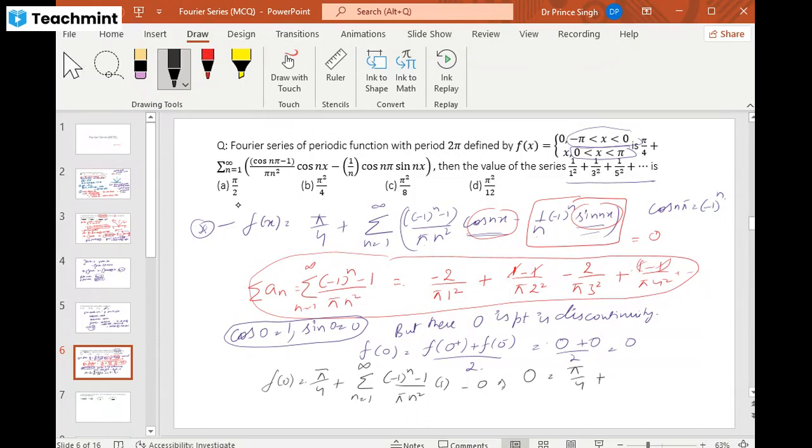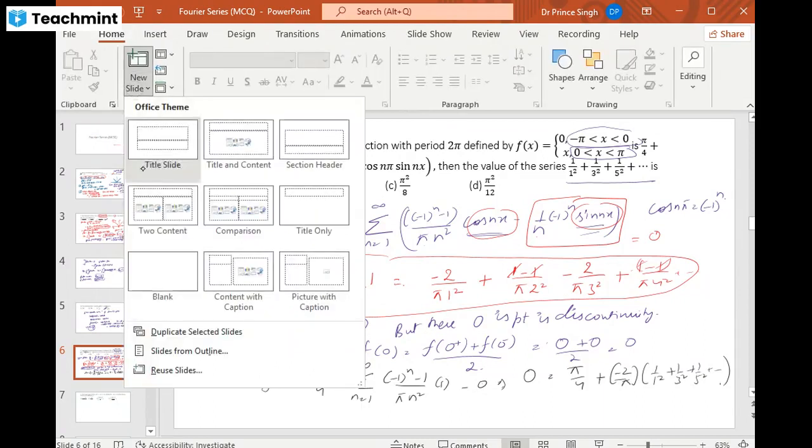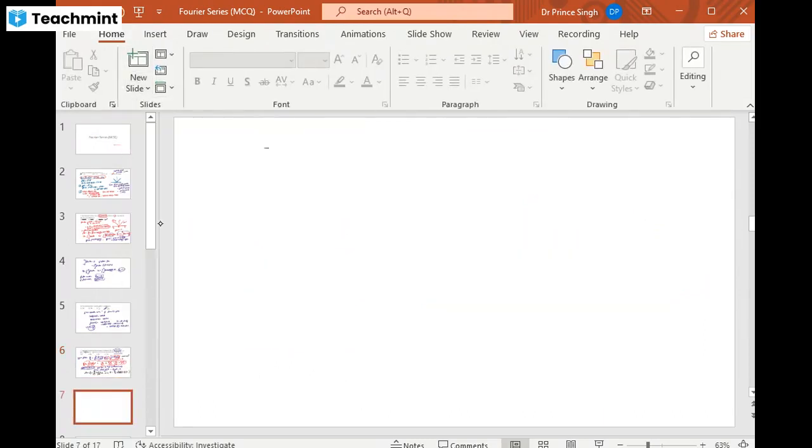So it means that this is minus 2 upon pi is common. So what kind of term we are getting here? 1 upon 1 square, 1 upon 3 square, 1 upon 5 square, and so on, right? So we are taking rest of the term on the left hand side. So it means that this minus pi by 4 taken on the left hand side, and in the right hand side we have minus 2 by pi times 1 upon 1 square, 1 upon 3 square, plus 1 upon 5 square, and so on. So this negative sign can cancel out.